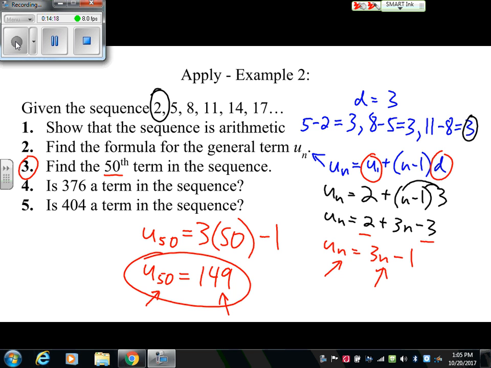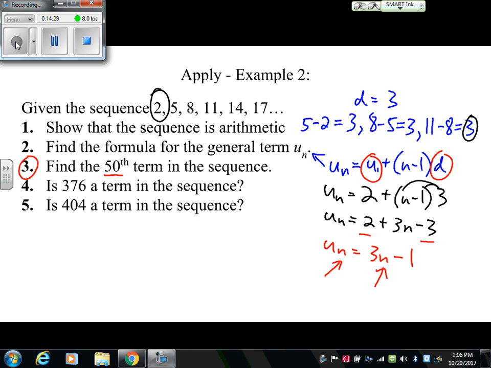Now the next question is, is 376 a term in this sequence? So I'm going to clean things up a little bit here. We'll get rid of that last part. So if it's a term in the sequence, then it can replace a u sub n. And if it's a term in the sequence, it will have a term number, like the first term or the 5th term or the 20th term or the 100th term. There is no 1.5 term, so I have to get a whole number for my term value.